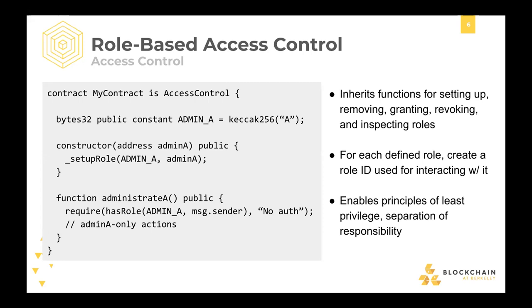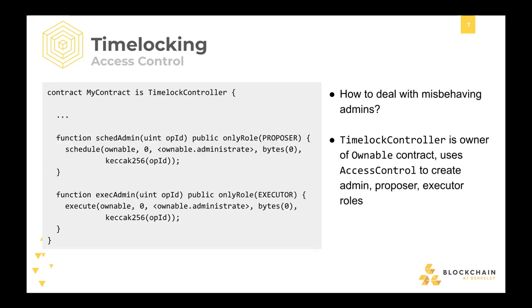And finally, there's an access control policy called time locking that arguably falls into the bucket of access control. This is a common tool used in governance. But basically, this is when maybe there are some roles, some administrators in your ecosystem, and you want to make sure that only administrators can take a certain action.